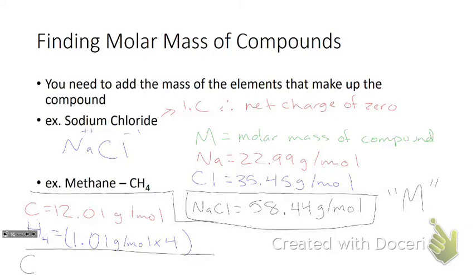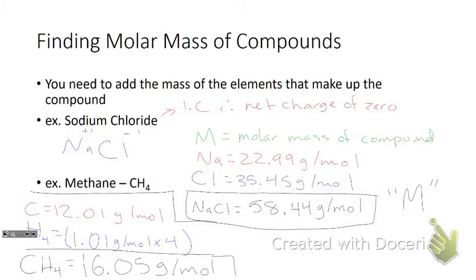And then, when you enter that into your calculator, I would recommend that you do it like this: 12.01 plus 1.01 times 4 is how I would do that. And if you do that, you'll get a molar mass of 16.05 grams per mole.